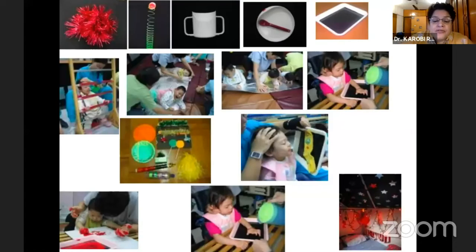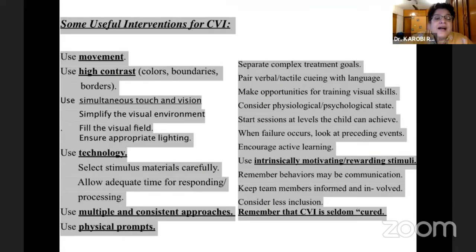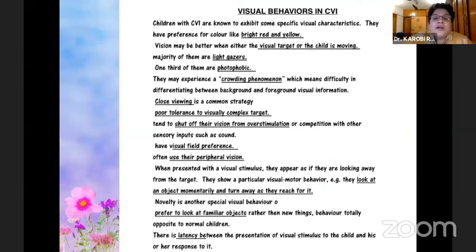This is the number of tools which are there. You use movement, high contrast, and multiple consistent approaches. And children with CVI like bright colors, they are light gazers, and a third of them are photophobic. They have what is called a crowding phenomenon, as a result of which they look at an object when they grab it, but when they are moving away they look away from it. And there is always a visual field preference, and they prefer to look at familiar objects.